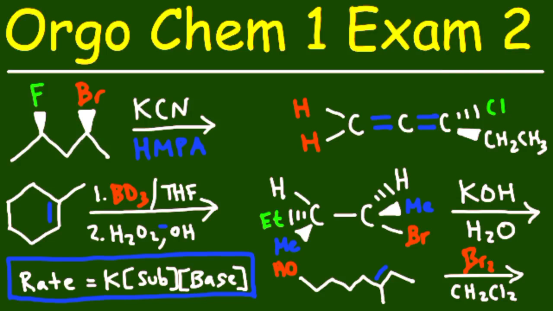This video is for those of you who are taking Organic Chemistry 1, but you're studying for exam number 2. This video covers topics on stereochemistry, SN2, SN1, E1, E2 reactions, alkene reactions, and alkyne reactions. So if your exam covers those topics, you're in the right place. So let's go ahead and begin.